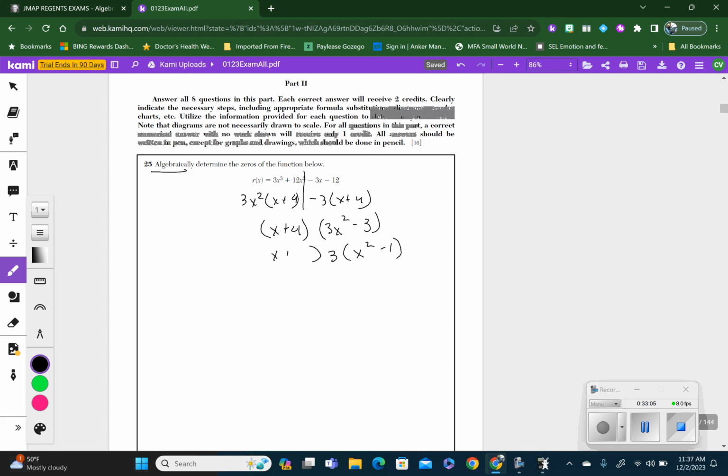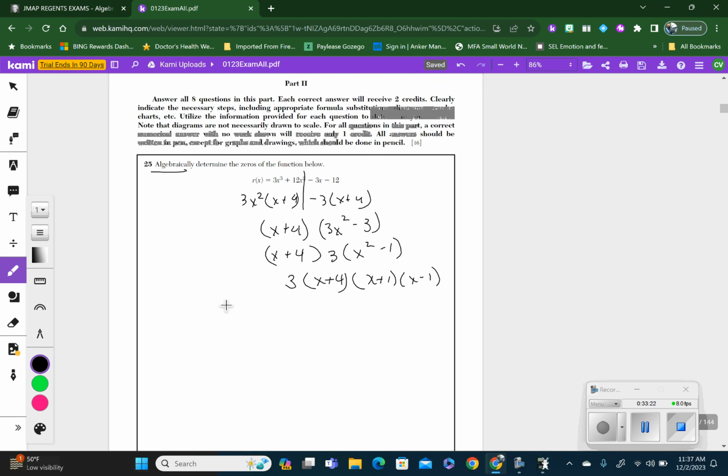So I'm looking for zeros here. I can go further. This x squared minus 1 can factor into (x plus 1)(x minus 1). But even if you didn't know that, you can still get your answer. There is an x plus 4 there, and there's just a random 3.